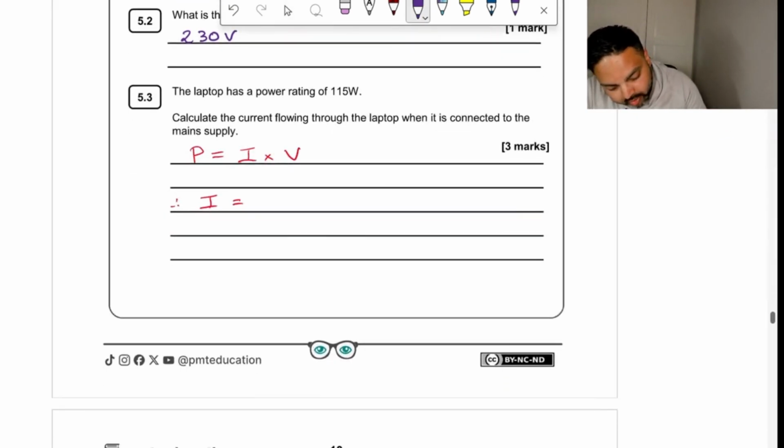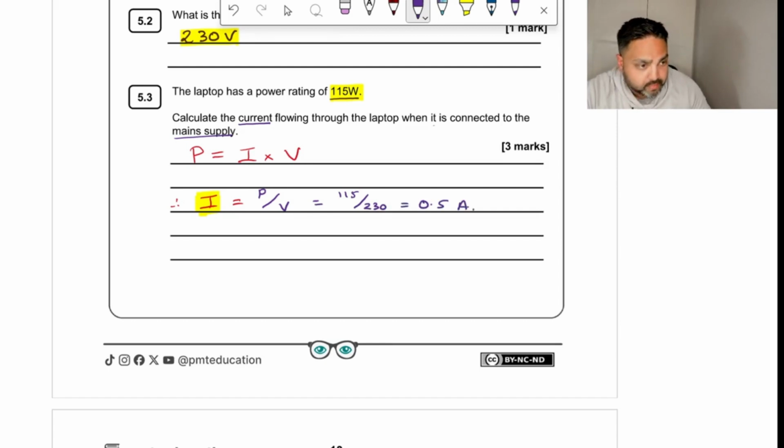A laptop has a power rating of 115 watts. Calculate the current flowing through the laptop when it's connected to the mains supply. So I've got the power and I've got the voltage, and I need to work out what the current is. Very simply, I'm just going to have to rearrange that equation. That's going to be P divided by V, and I put my numbers in, so 115 divided by 230, and I get an answer of 0.5 amps.